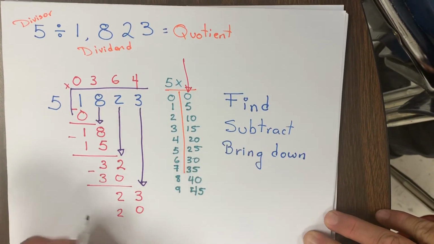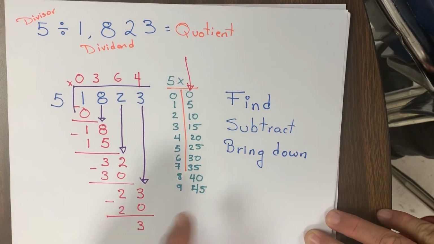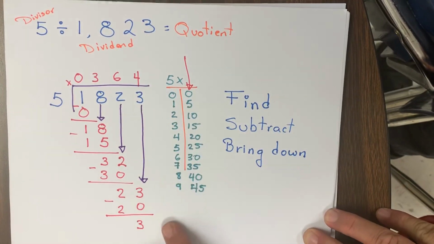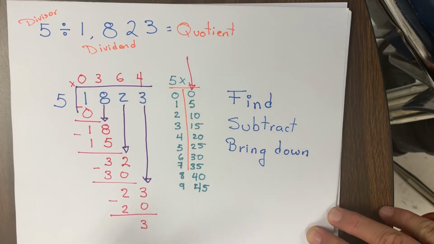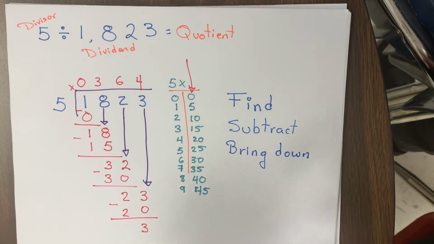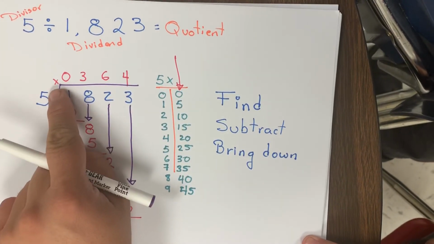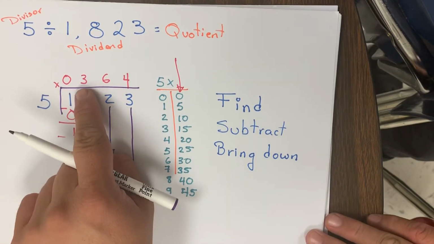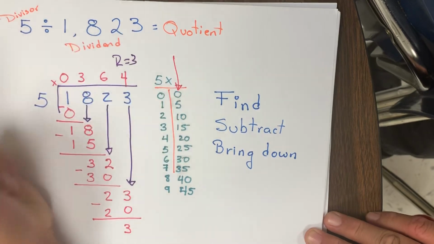Then I'm going to subtract. And then I'm going to bring it down, but I don't have anything else to bring down, so that means that I'm finished. I'm done with it. So the last step here is to write the remainder up here. So the answer, the quotient, is going to be 364 with a remainder of 3.